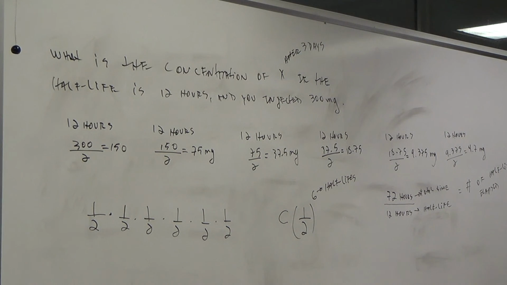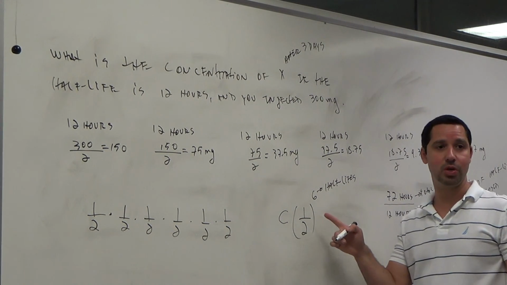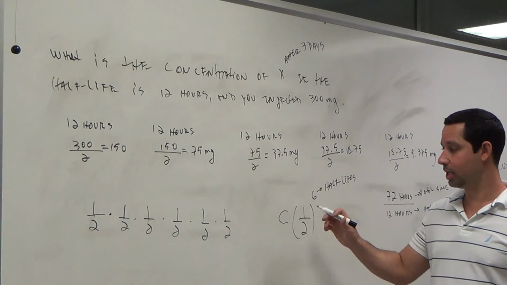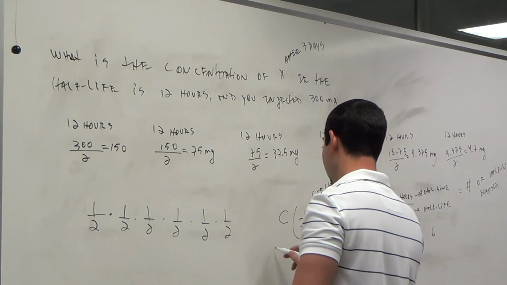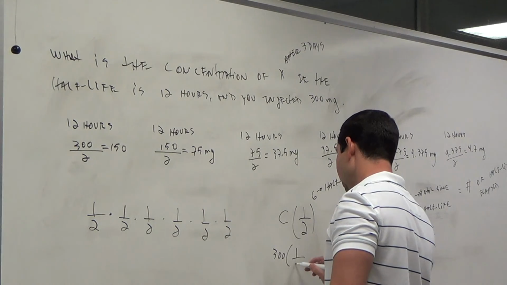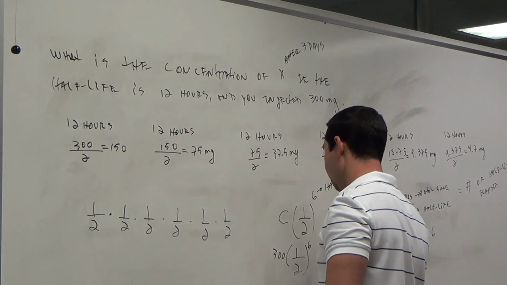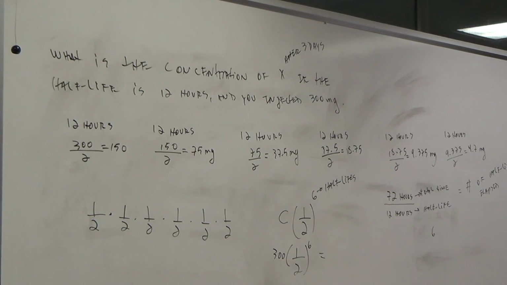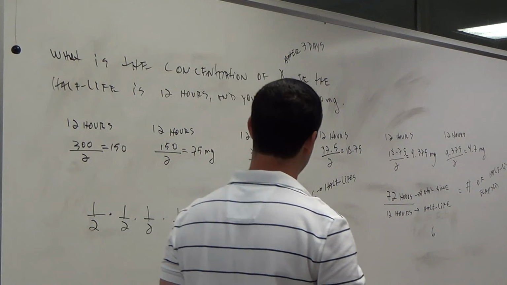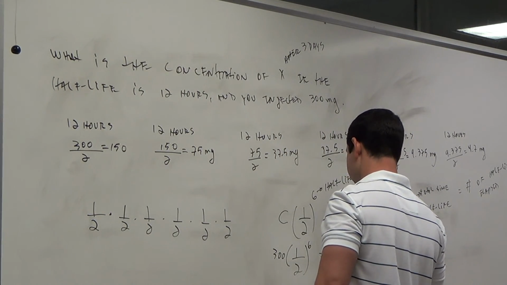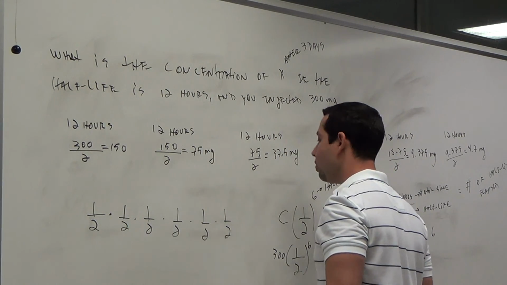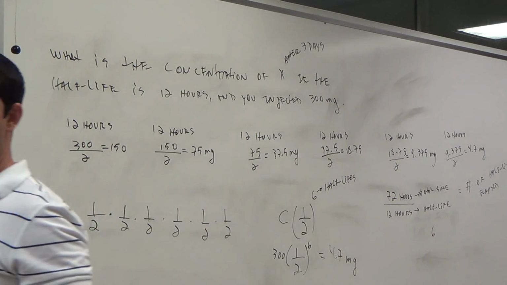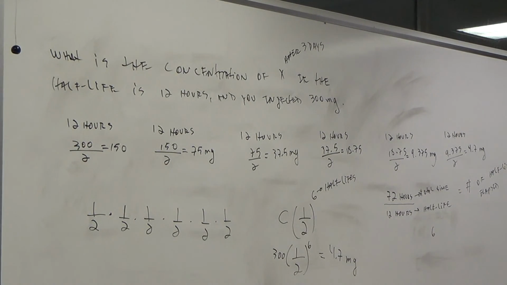How many was that in this case? It was 6. So how many times are you going to have this 1/2? 6 times. So if you multiply the concentration was 300, 1 divided by 2 to the 6th power. What's that equal to? Does that give you that number? 4.7, yeah. Okay. 4.7. That's good. 4.7, and you use the same units that were given to you at the beginning.